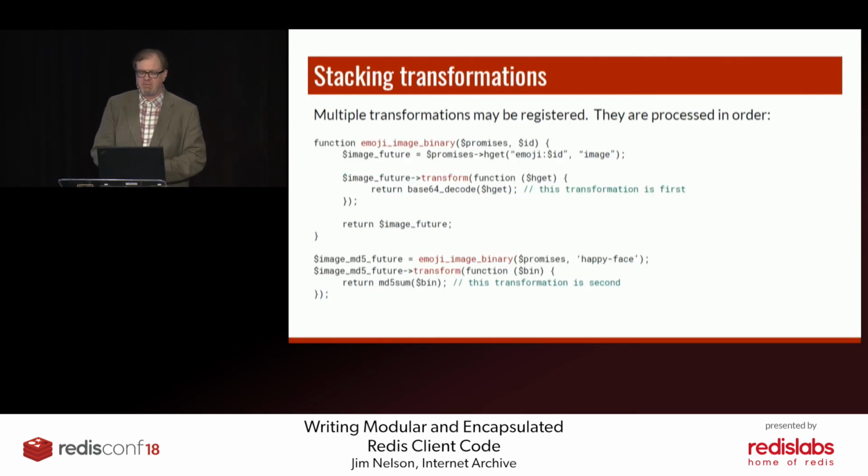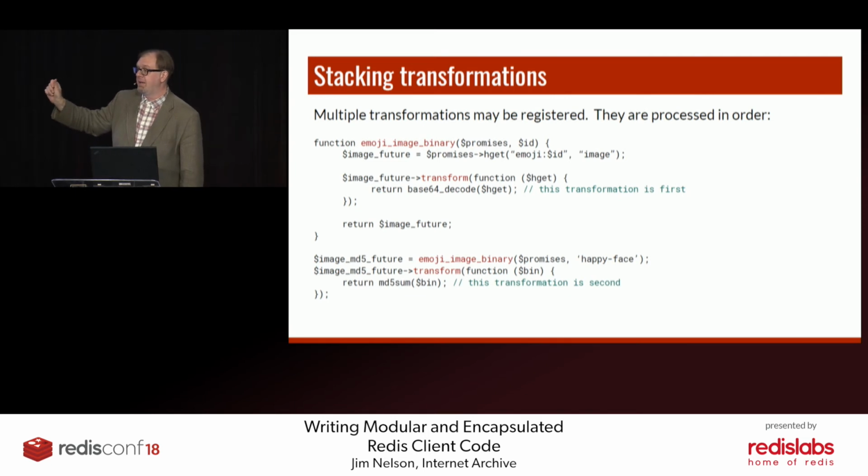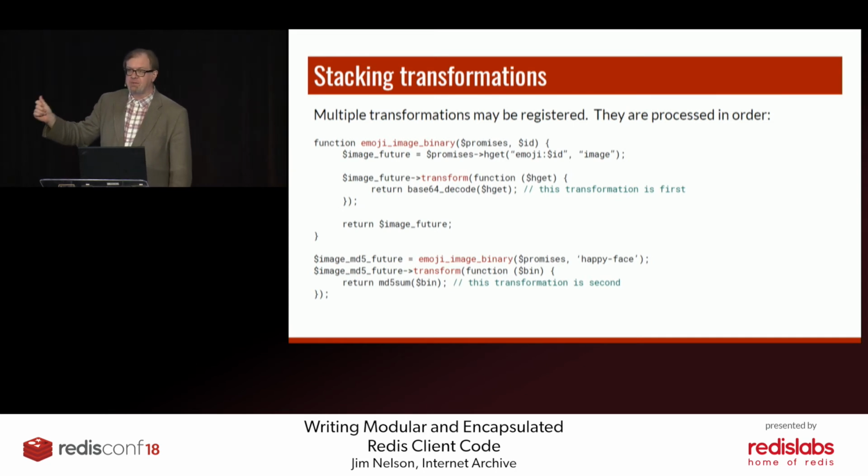Multiple transformations can be registered, and they're processed in order, and that's important. It sort of creates a transformation pipeline. So here we have a function where the contract is you give me a promise as an ID and I'll return back a future that will give you the emoji image binary for display on the screen. The promise schedules the HGET to retrieve the emoji image, the base 64 encoded version. On that future, it registers a transformation to decode that from base 64 into binary, and it returns the future.